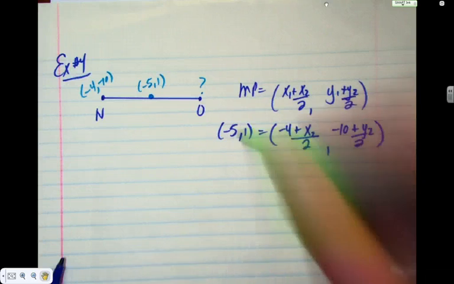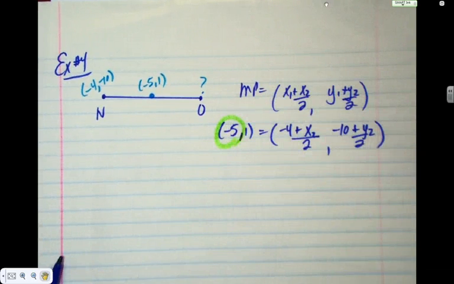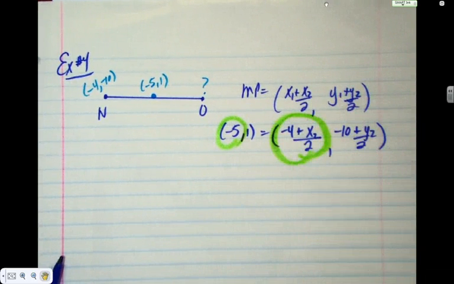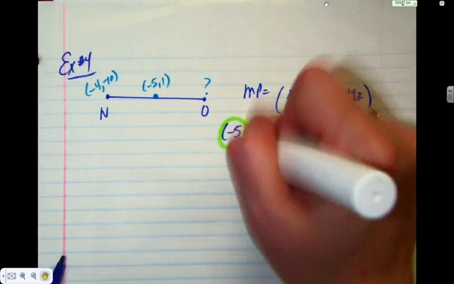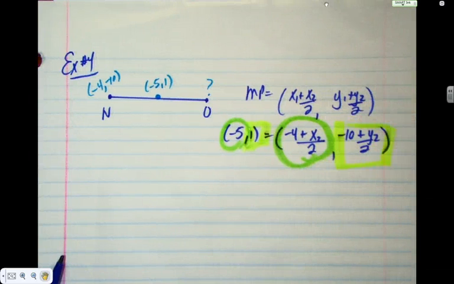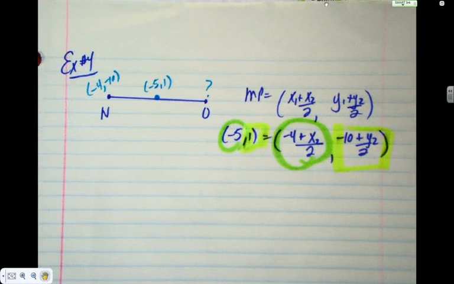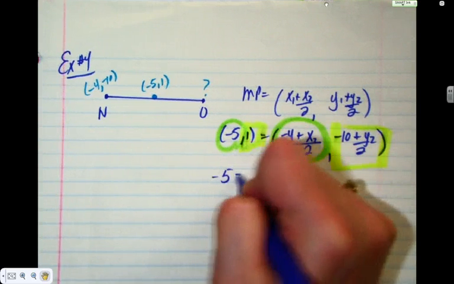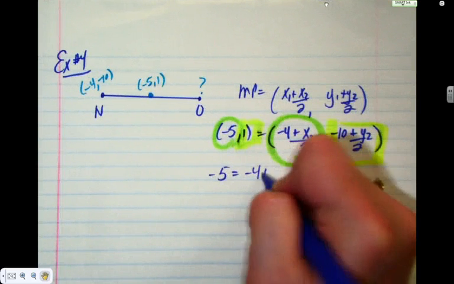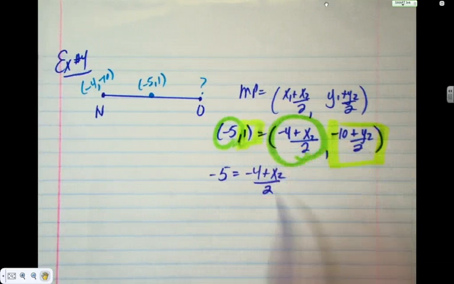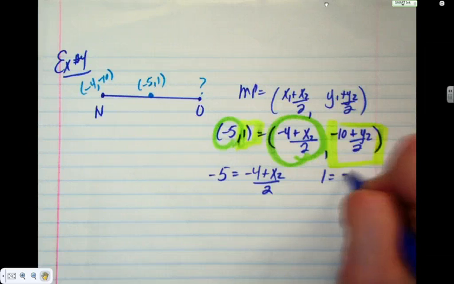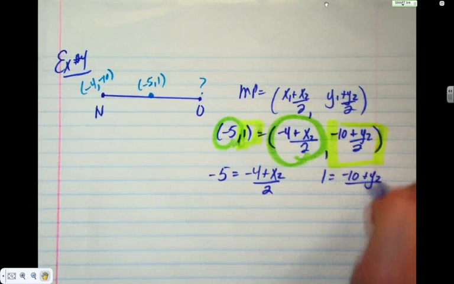What we're going to do is equate the sides. I know that -5 is equal to this half of the equation because it's the x-coordinate. I know that 1 is equal to this part of the formula because it's the y-coordinate. So what I'm going to do is just make two little formulas out of them. I know -5 came from taking -4, adding x2, and dividing by 2. I know that 1 came from taking -10, adding y2 and dividing by 2. All I need to do now is work backwards.